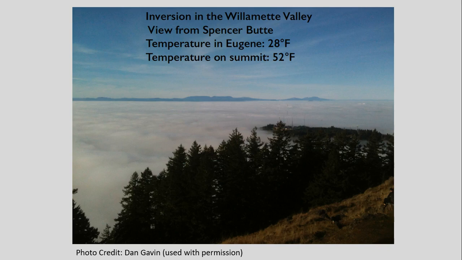We can also look at an example here from Eugene, an inversion in the Willamette Valley. This view is from Spencer Butte, if you've been up on Spencer Butte. To note again, this normally happens in the winter time. This photo was taken in December, when down in Eugene it was below freezing, but we had this cap we can see by the clouds, and the temperature up on the Spencer Butte summit was much, much warmer on the morning this was taken.